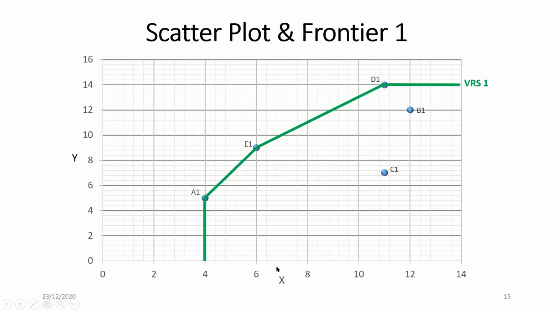The input is on the X-axis. So 4 on the input, that is this horizontal line. And then 5 of the output, you can see that it's right in the middle of these 2 lines. I've deliberately added grid lines so that it will be helpful when you are estimating the rate. So this green frontier is the VRS frontier for year 1.